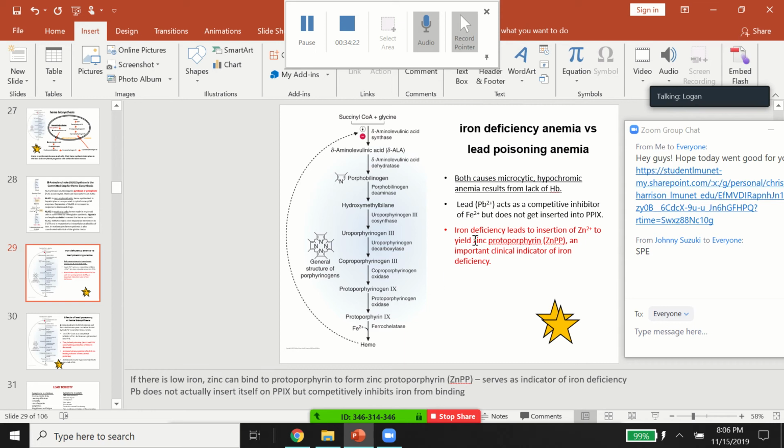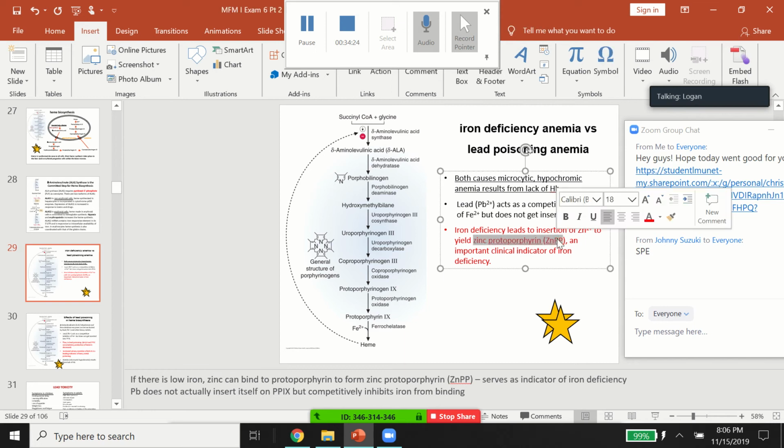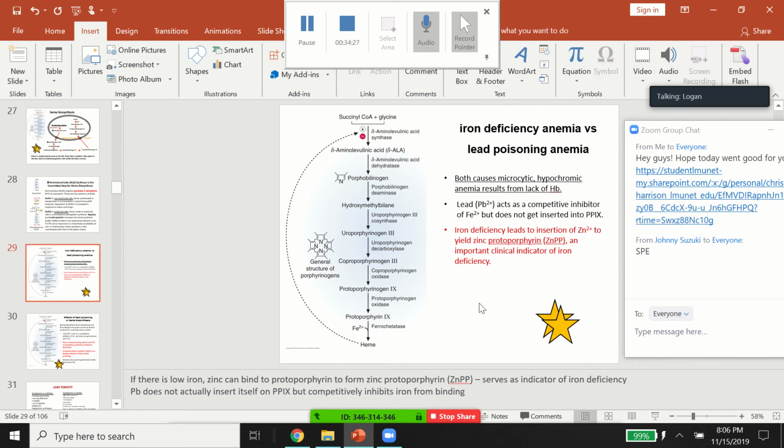So if you saw ZnPP on the test, saying that it's in the blood, that would be a way to differentiate it. If they gave you microcytic hypochromic as your main thing, and then they say ZnPP was found in the bloodstream, well, then it must be an iron deficiency anemia. So that's why I decided to include this slide and put 2 stars with it.